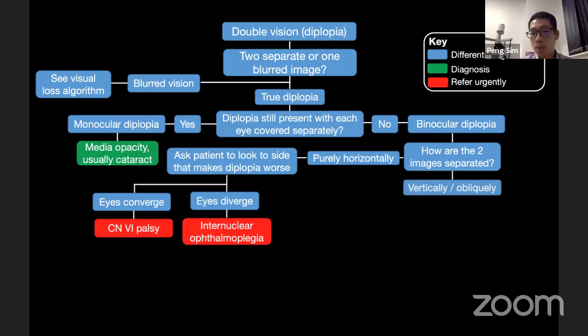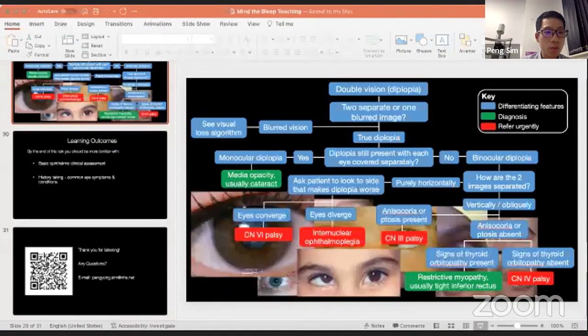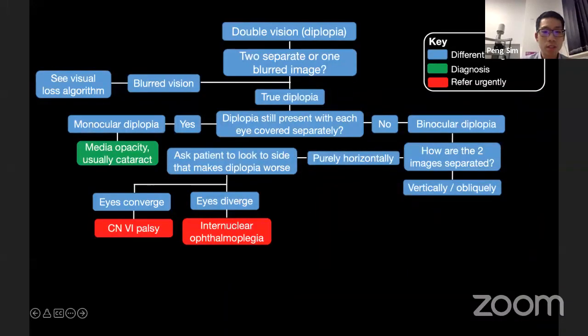So coming back to how the two images are separated, we're nearly done. If the images are separated vertically or obliquely, then we have to think of other cranial nerves. Anyone want to name me? What are the cranial nerves we've not mentioned?